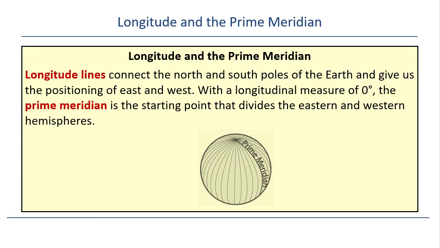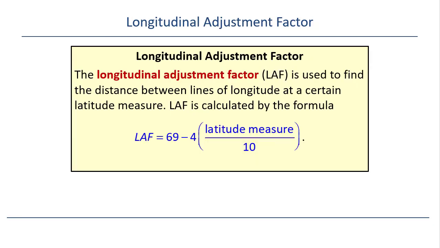So we have to have some sort of formula for figuring out how far apart these lines actually are, so that when we're giving our position in terms of longitude and latitude, we can actually calculate distances. And that adjustment factor is given by this funky little formula. It's not that bad. So the LAF, the longitude adjustment factor, is simply 69 minus 4 times the latitude measure divided by 10. Remember, latitude is just where you are north and south.